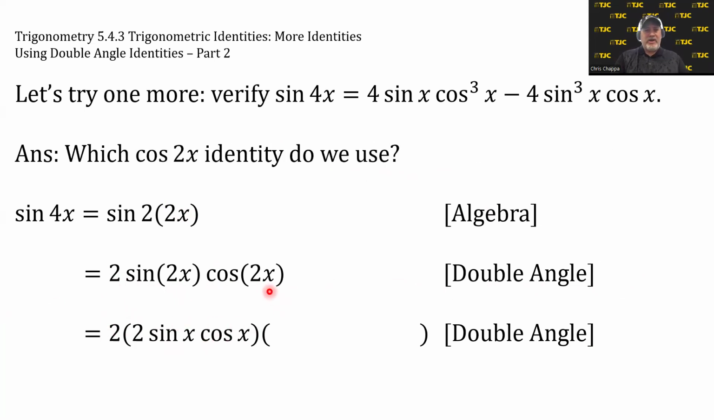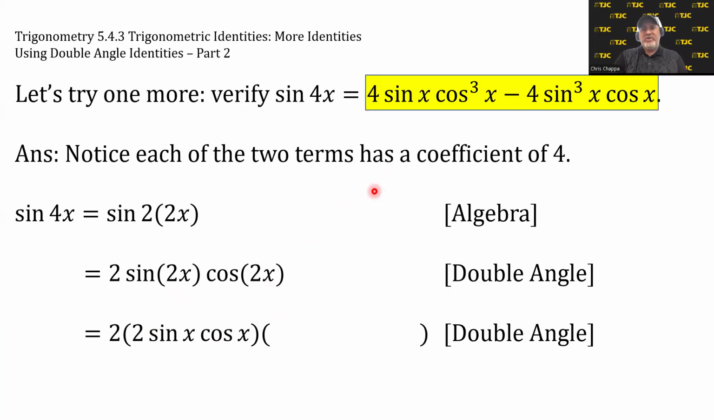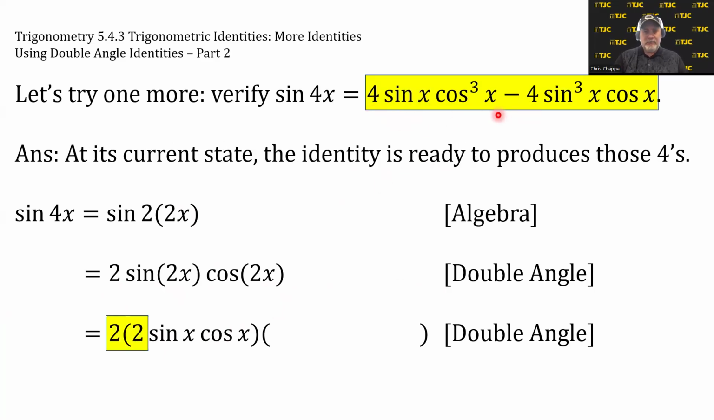But what about the cosine of 2x? Which identity do we use? When you're making a decision like this when verifying identity, focus on the goal. That'll often give you some insight. The goal is highlighted in yellow right now. Notice each of the two terms in our goal has a coefficient of 4.